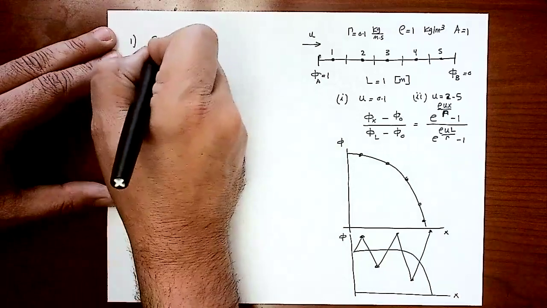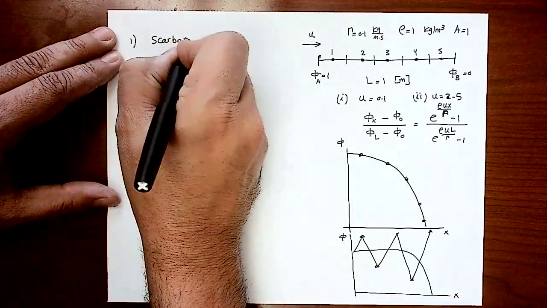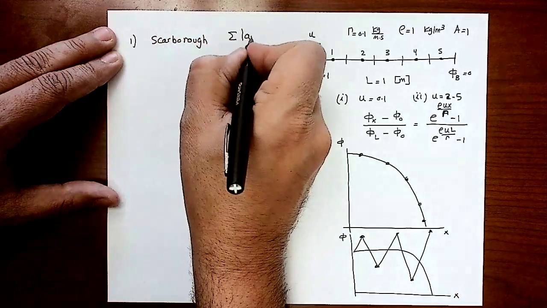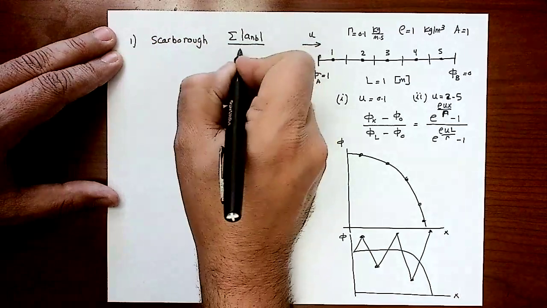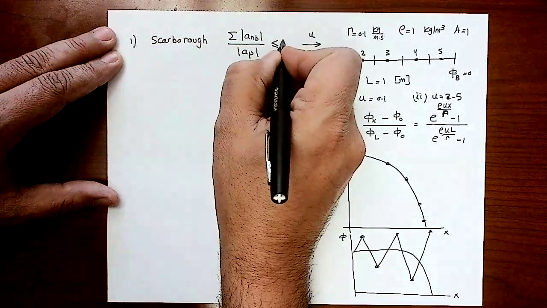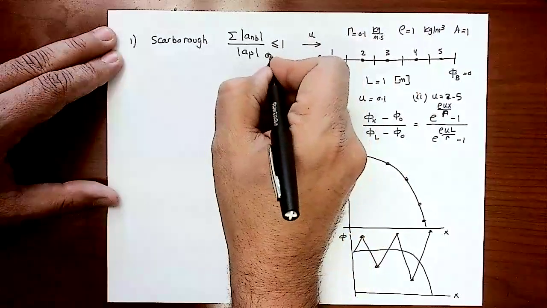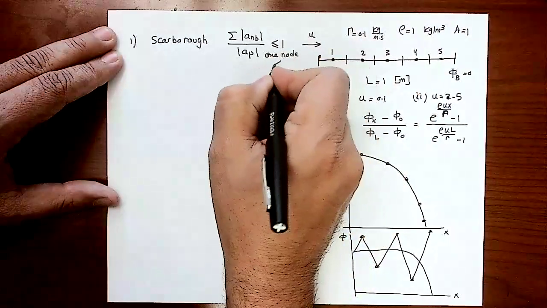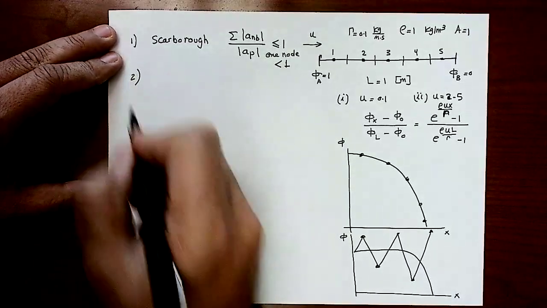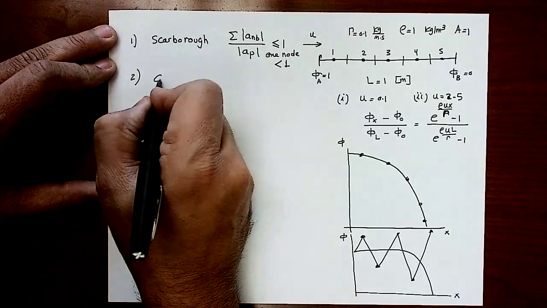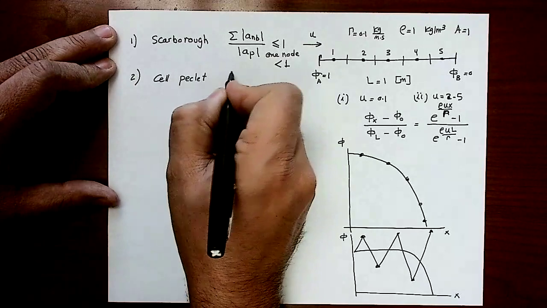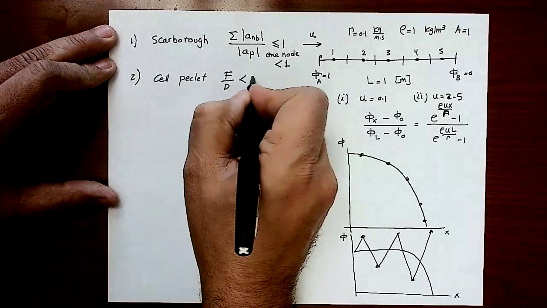We applied 2 things for the stability of the solution. Number 1 is the Scarborough criterion, which is simply the summation of the absolute values of the neighbor cells' coefficients divided by the absolute value of AP. It has to be less than or equal to 1, with at least 1 node having the inequality less than 1. The second stability criterion that we applied last time as well is the cell Peclet number, which is F over D and should be less than 2.